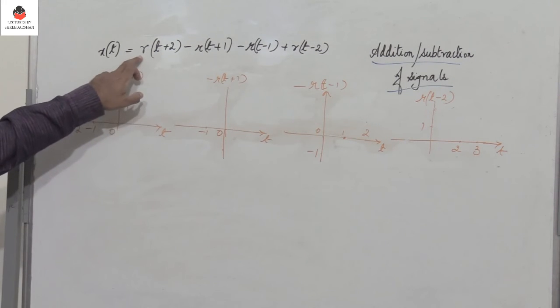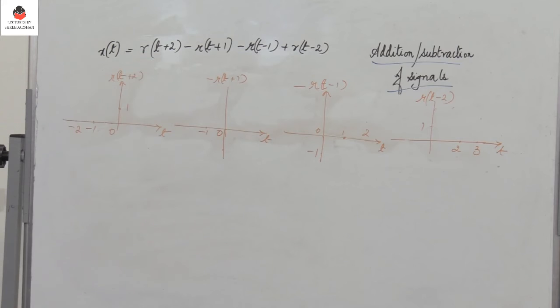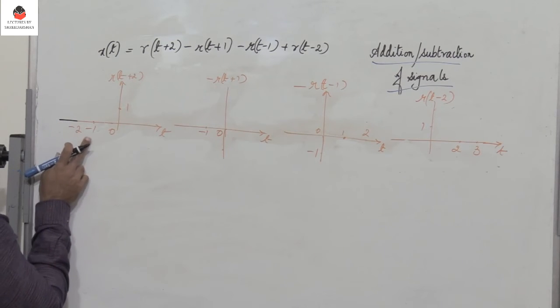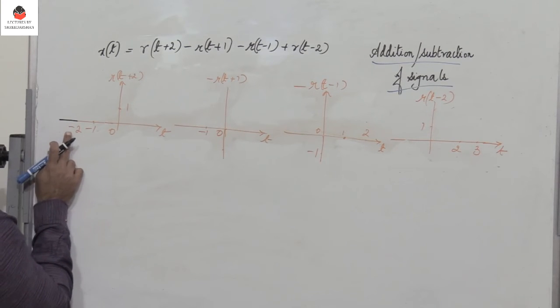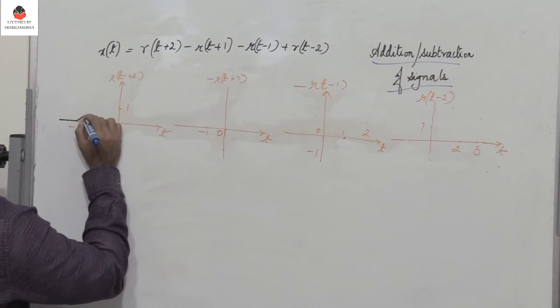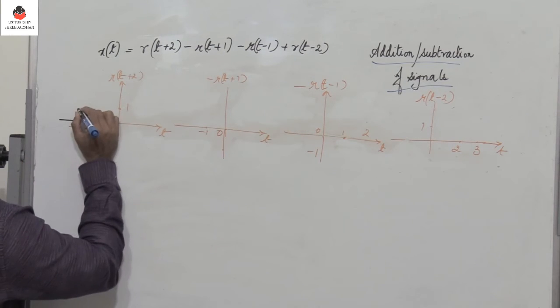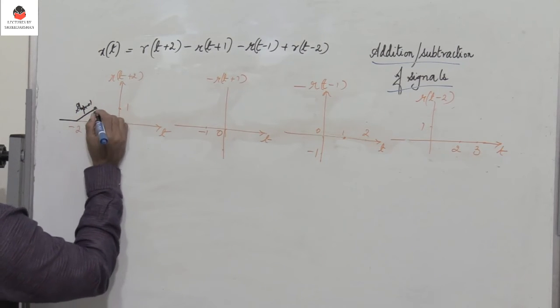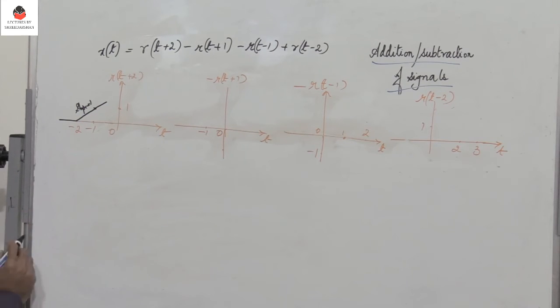So first let us draw r of t plus 2. R of t plus 2 is nothing but a ramp signal with a slope equal to 1, increasing at t equal to -2. So from -infinity to t equal to -2, the given signal is 0 and then it increases. The slope is 1. So therefore at t equal to -1, the amplitude will be 1 and so on. So it goes on increasing.